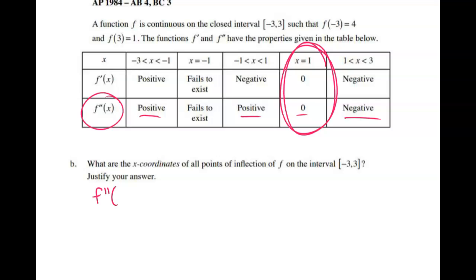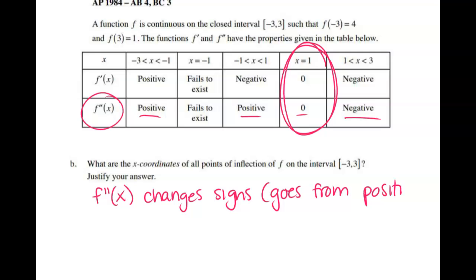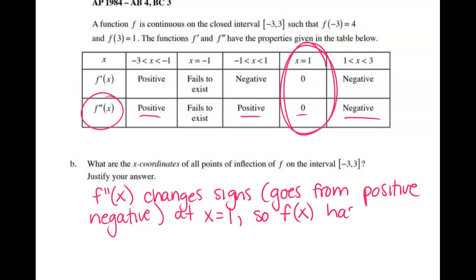So f double prime of x changes signs, goes from positive to negative, at x equals 1. So f has a point of inflection at x equals 1.